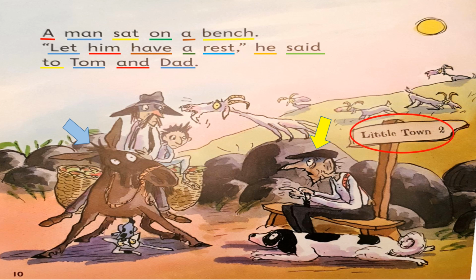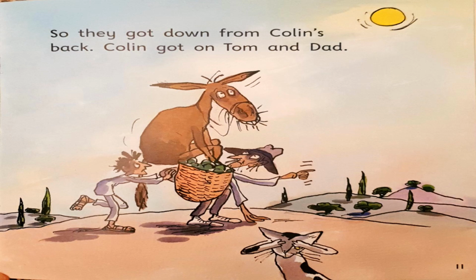Now, they still need to walk 2 more miles till they reach Little Town. So they got down from Colin's back. Colin got on Tom and Dad. So here is Colin the donkey. Now Colin is happy because he no longer needs to walk, because Dad is carrying him.